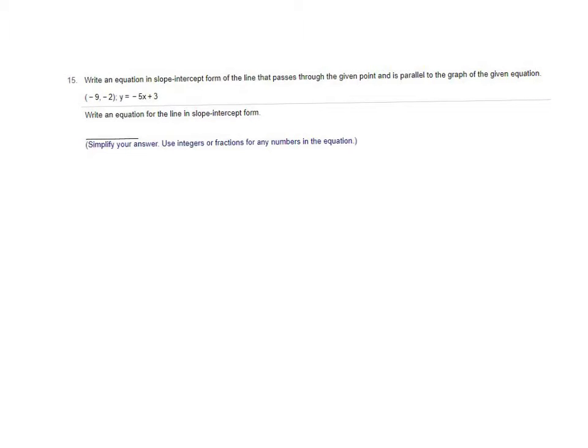All right, so we are starting into part 3 of the test. It says write an equation in slope-intercept form of the line that passes through the given point and is parallel to the graph of the given equation. So key word here is that it is parallel, and we know that if two lines are parallel, then that means that they have the same slope. And so if the slope here is -5, then the slope we are using is -5.